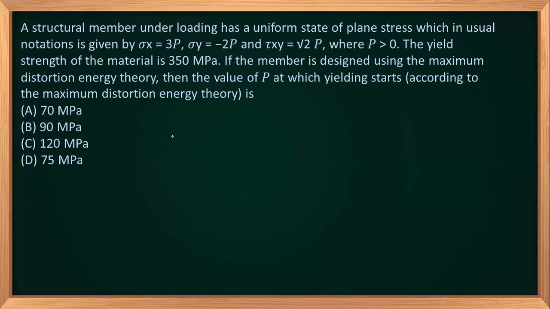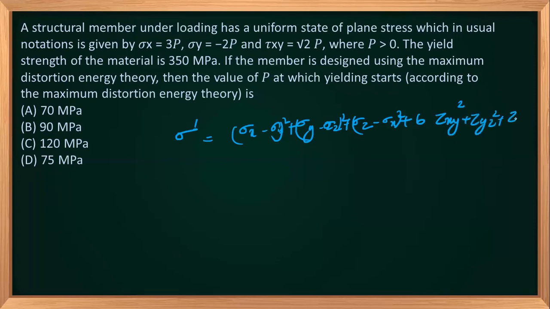So in the von Mises criterion, we assume that the von Mises stress involves all three axial stresses and also the shear stresses. Then the total formula will be: the square root of (sigma x minus sigma y) whole square plus (sigma y minus sigma z) whole square plus (sigma z minus sigma x) whole square plus 6 times (tau xy square plus tau yz square plus tau xz square), all under root. Then you have to take 1 by root 2 outside, or you can take 1 by 2 inside the root.